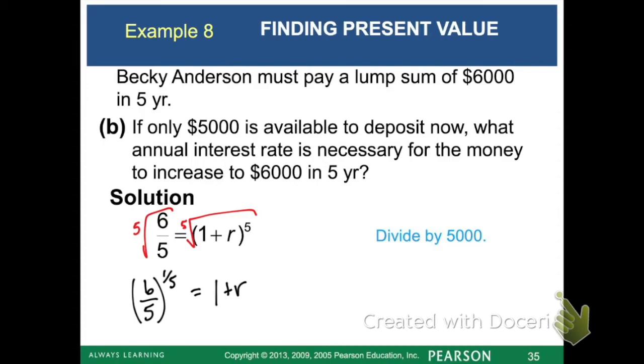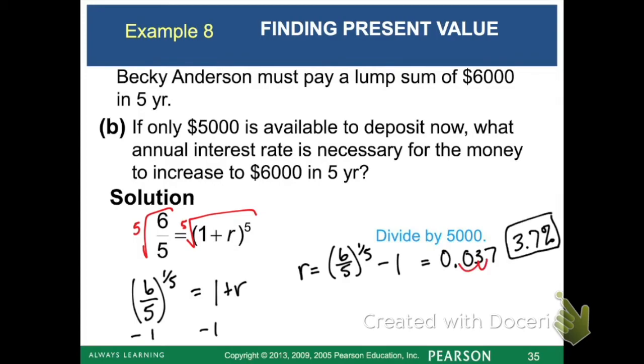Now I'm going to subtract over 1. And in my calculator, I'm going to put 6/5 to the 1/5 minus 1, and I get out 0.037. To make that into a percent, I'm going to move my decimal over twice, and I get 3.7%. So that is the rate that she needs in order to only have to invest $5,000 now and have $6,000 in 5 years.